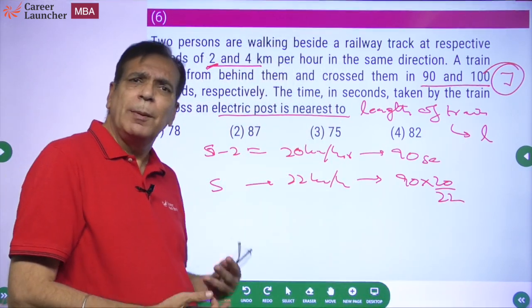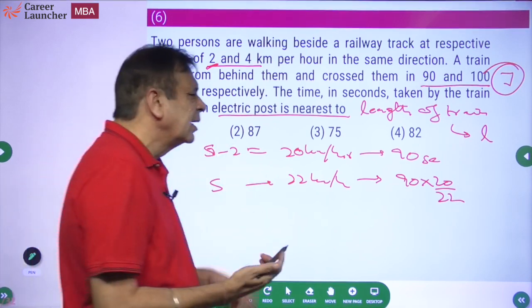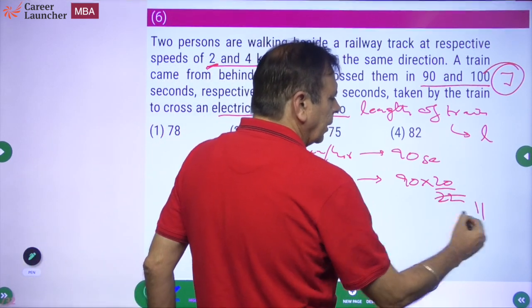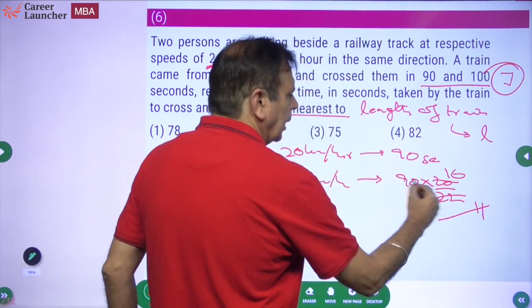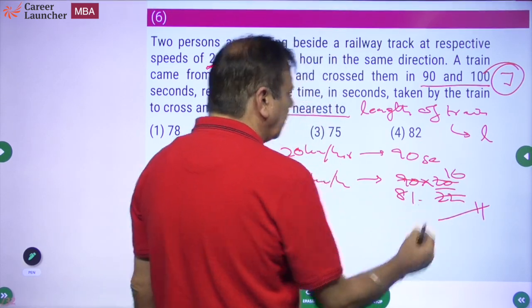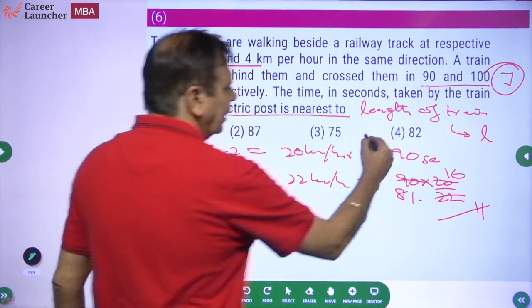In this question, I have seen people finding the length of the train also. Why? Not required at all. 2 elevens are 22, 2 tens are 20; 11 eights are 88, so 81 point something. The answer should be 81 point some seconds, 82.